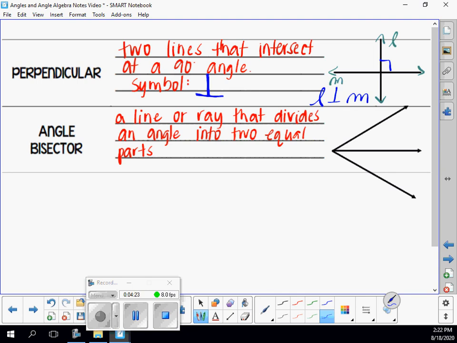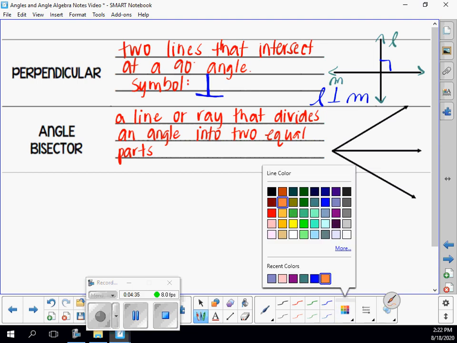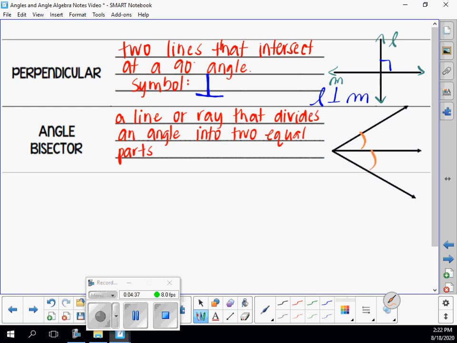An angle bisector. An angle bisector is a line or ray that divides an angle into 2 equal parts. So how I would know that that's doing that, I would have my arc marks here to show me that those are equal parts.